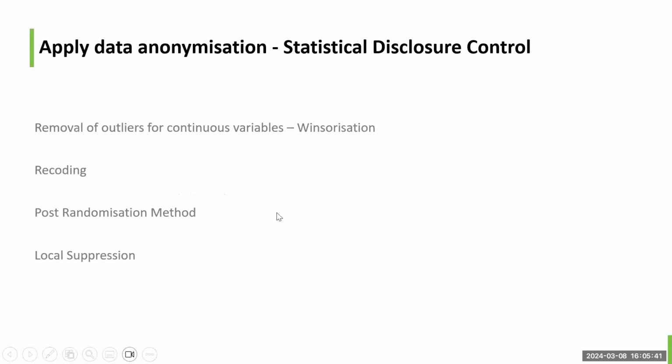And then we applied statistical disclosure control. For the continuous variables, to remove outliers, we applied what is called Winsorization. I'll show a picture that maybe tries to explain that. We did some recoding, some post randomization method. So with post randomization method, you take that bunch of variables that I showed earlier, and then you alter them. The software, the code within SDC Micro, sort of helps you to do that post randomization, and then local suppression as well. So suppressing some of the values.